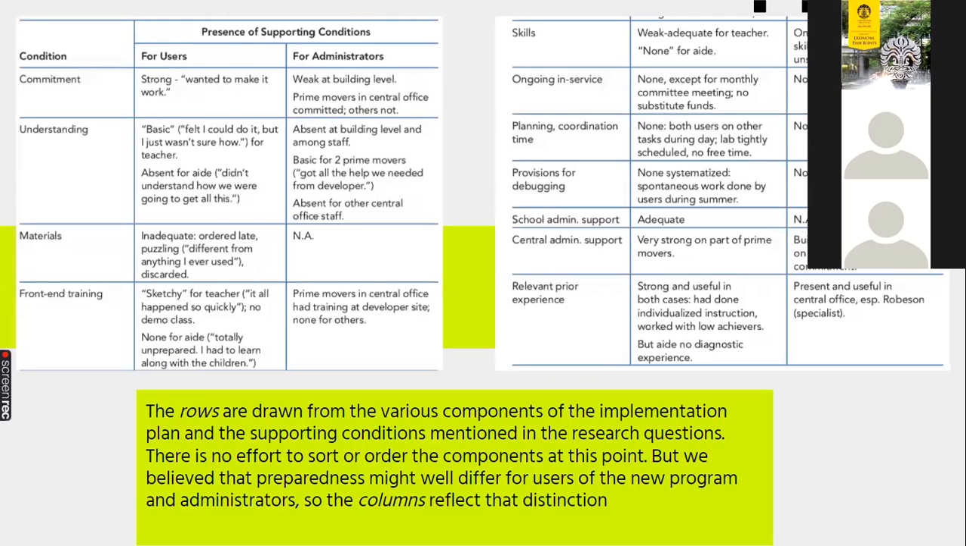So here is an example of a checklist matrix. The rows are drawn from various components of the implementation plan and the supporting conditions mentioned in the research questions. There is no effort to sort or order the components at this point, but we believe that preparedness might well differ for users of the new program and administrators. So the columns reflect that distinction.